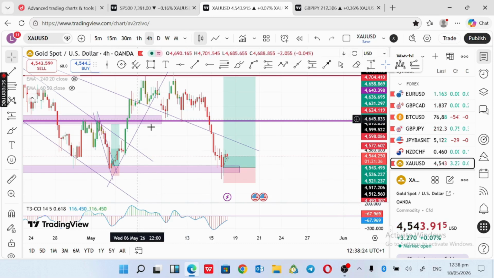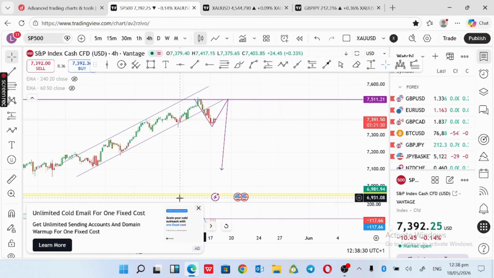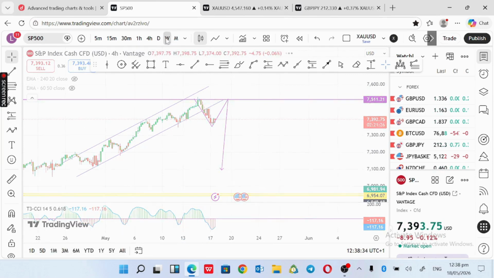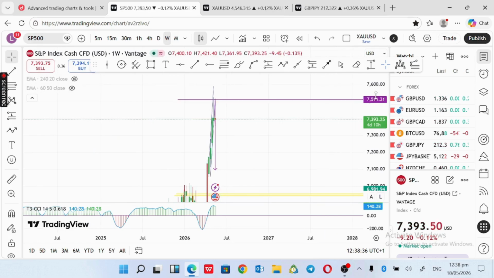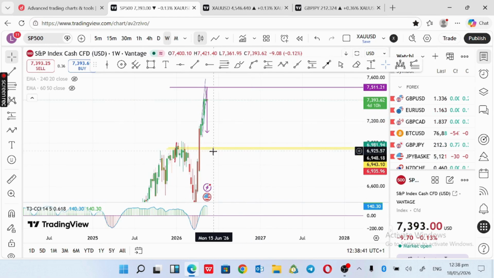So let's look at another volatile pair. I want to choose S&P 500 this morning. This is what I have for S&P 500. I normally start S&P 500 with weekly. On my weekly analysis, in fact, this is a zone I had over months back. Now, whenever there is a breakout of this zone, the 6,954 zone, it's going to be a massive buy.